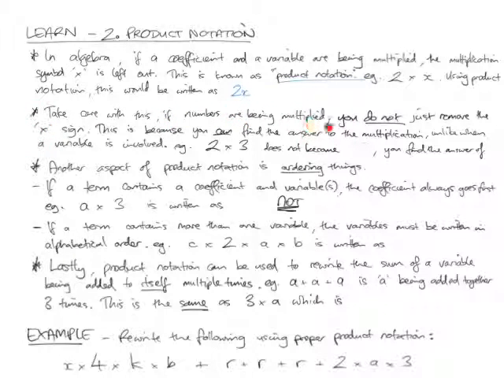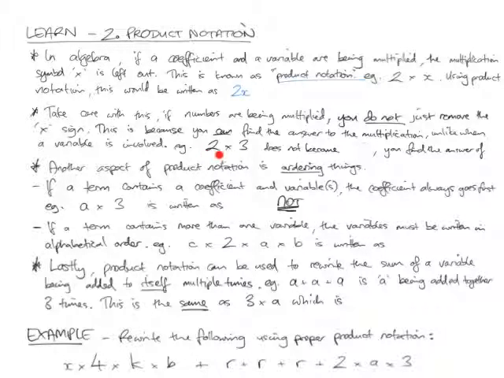If the numbers that are being multiplied, you do know them. Here I'm multiplying 2, which I do know, by x, which I don't know. But let's say you were timesing two numbers that you did know. They were just written as numerals. You do not just remove the time sign. That's because you can actually find the answer to that multiplication, unlike when you're involving a variable.